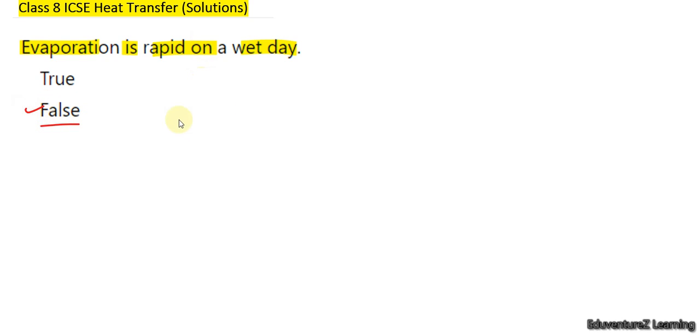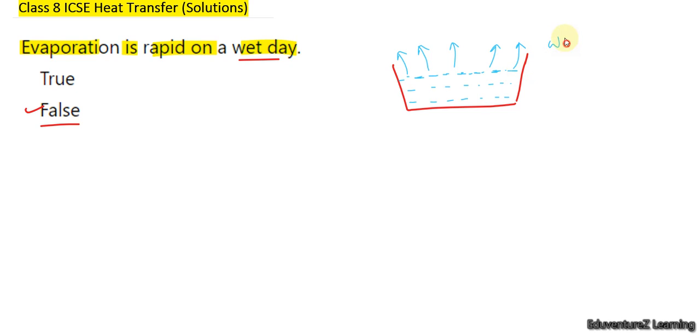Why false? Because on a wet day, if you want to evaporate water contained in a container, you have a container and you have water inside that container and you want its evaporation. So for the evaporation of water, the molecules or particles of water at the surface should rise up and evaporate and leave the surface. So if the day is wet, then we have a lot of humidity around this container. So it will be tough for the evaporation to be rapid.